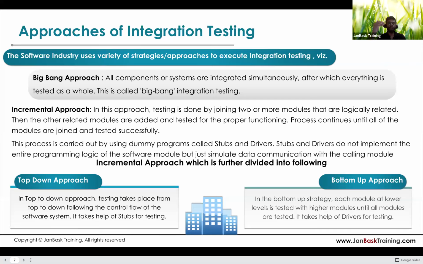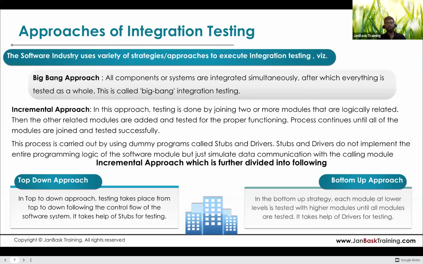From the top we start the integration, and we move towards the lower level modules. What happens during the bottom up integration? The exact opposite. We start with the lower level modules. We start with module 6. Suppose module 6 is developed.